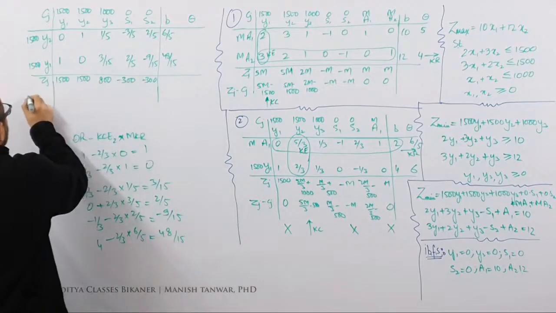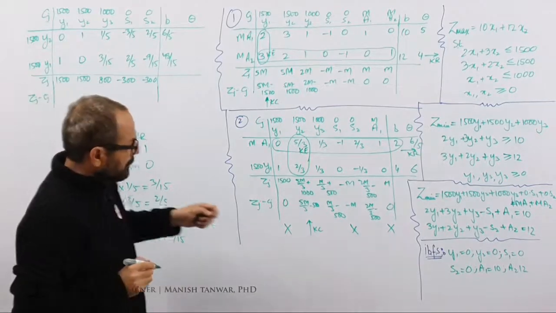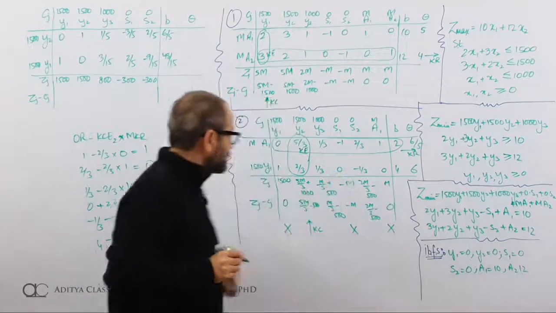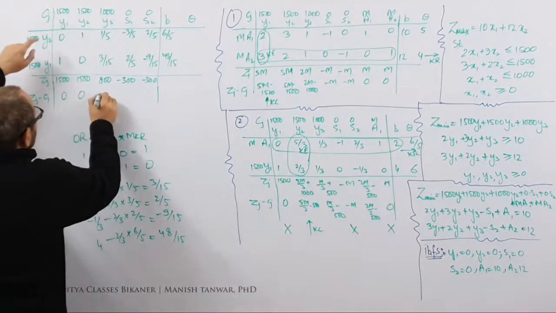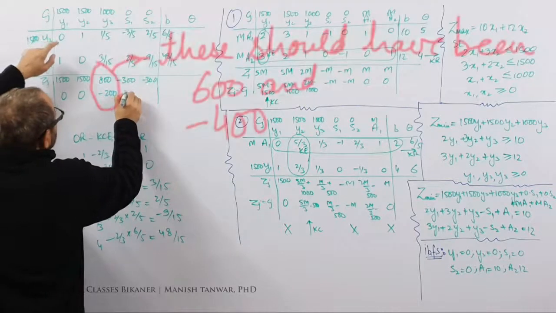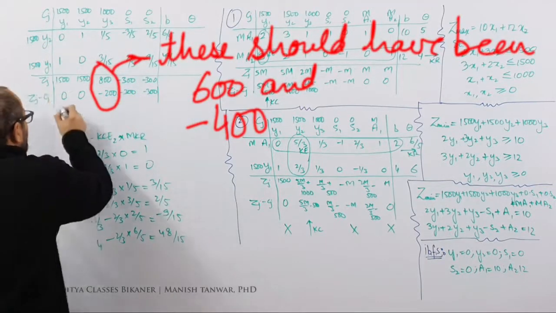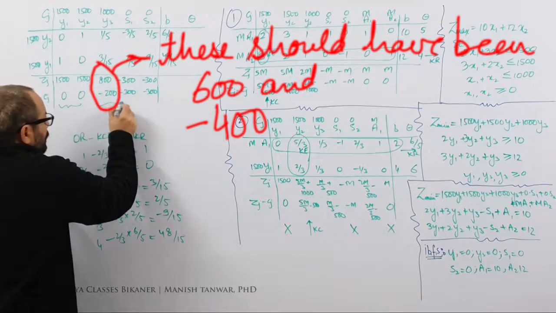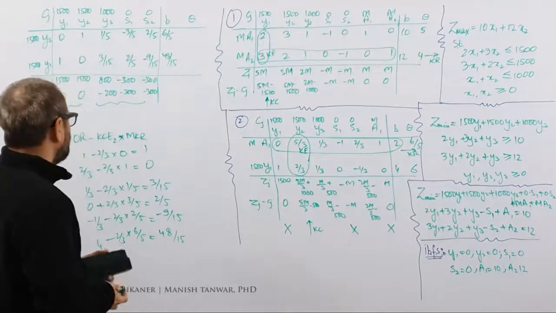Then we'll have Zj minus Cj. Zj minus Cj, because it is Zmin, we get 0, 0, minus 200, minus 300 and minus 300. Now because all these values are either 0 or negative, we reach our optimum solution.